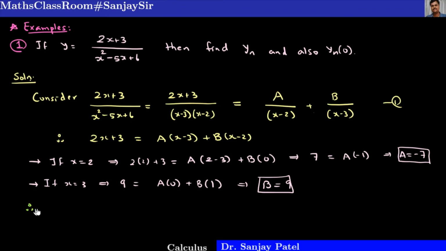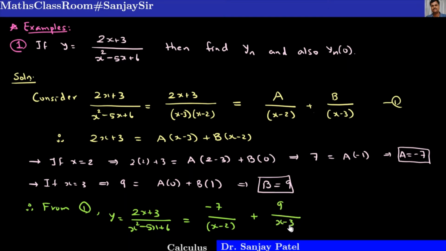So therefore from 1 we can write (2x + 3)/(x² - 5x + 6), which is actually our y, as a/(x - 2), that is -7/(x - 2), plus b/(x - 3). This is b/(x - 3), and the b value is 9. So it is 9/(x - 3).